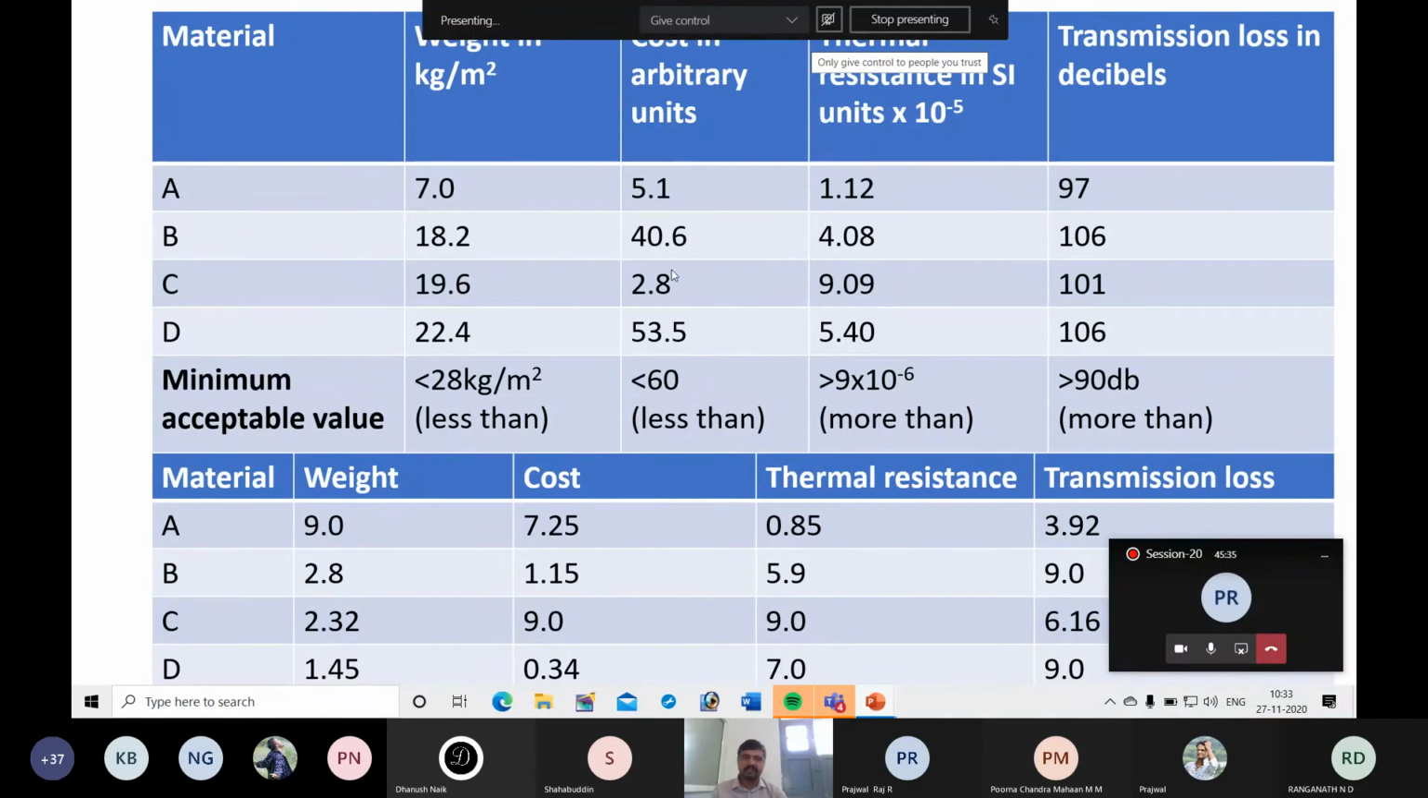If you consider cost, more preferred is 2.8. That is least cost. It is having 9. Next preferred one is 5.1. It is having 7.25 preference number. Similarly, next preferred is 4.6. It is having 1.5. Least preferred is 53.5. Here, most preferred one is 9.09. For that, you have assigned 9. Least preferred is 1.12. For that, you have assigned 0.85.